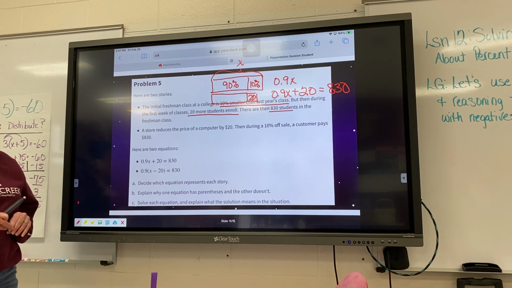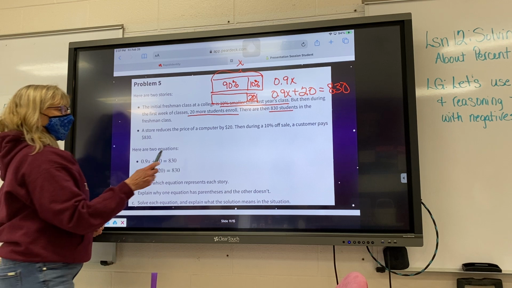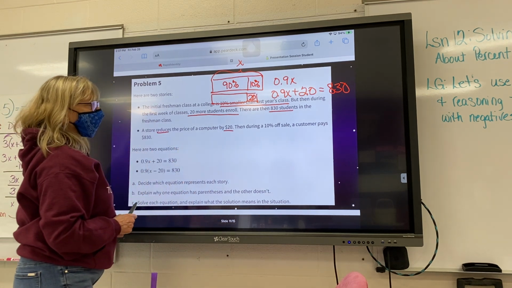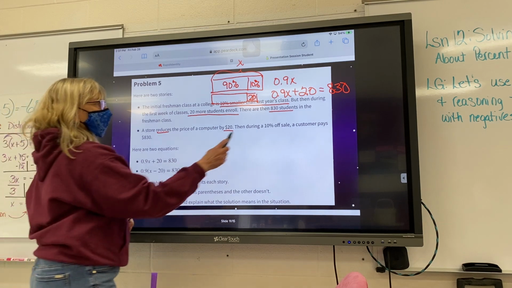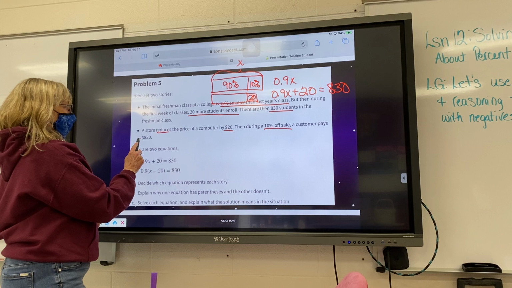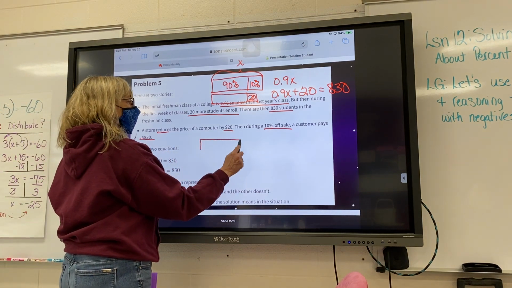What is this story about? A store and a computer. Selling a computer, right? What can we count? $20. And that's a 10% off reduction. Okay, what else? 10% off. 10% discount. Okay, and the customer pays $830. So what is our X?